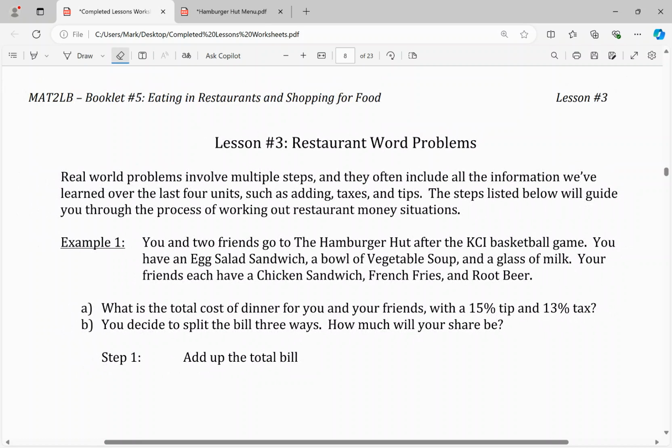So let's get started. Real-world problems involve multiple steps, and they often include all the information we've learned over the last 4 units, such as adding, taxes, and tips. The steps listed below will guide you through the process of working out restaurant money situations.